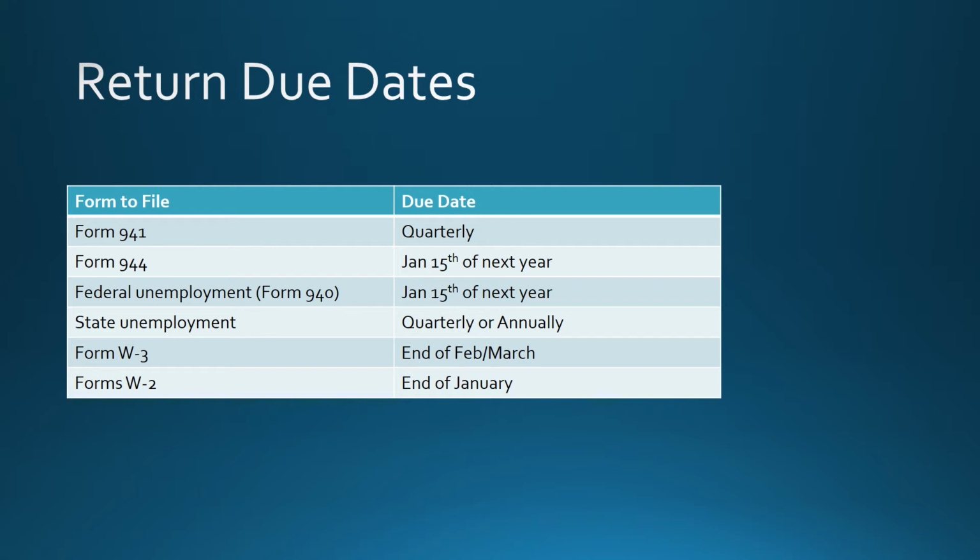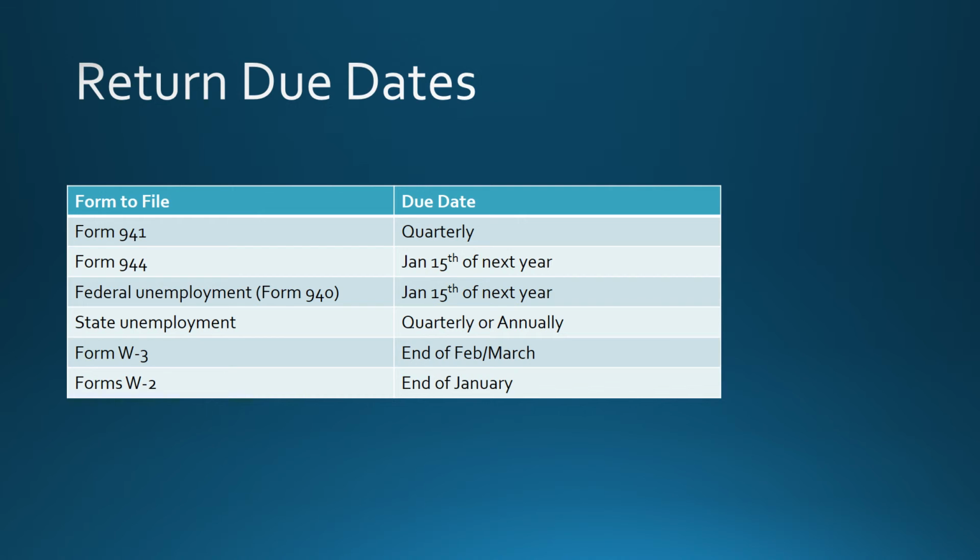Some of the typical due dates for the most common employment forms are presented here. The Form 941 is due quarterly, or employers can file a 944 annually if they qualify. Federal unemployment is due annually. State unemployment is typically due quarterly or annually.